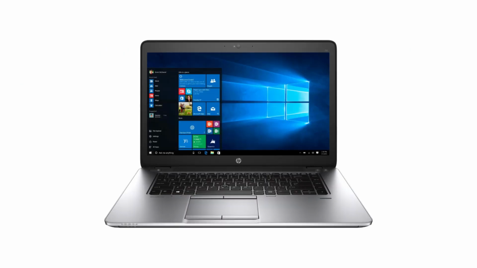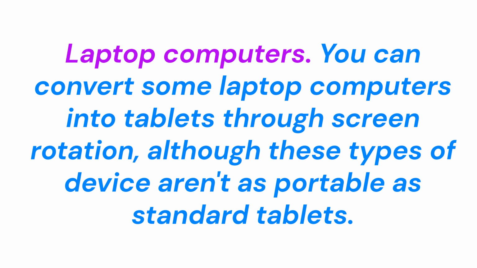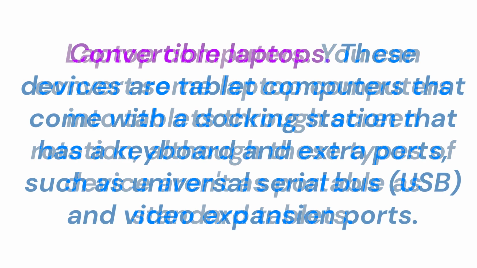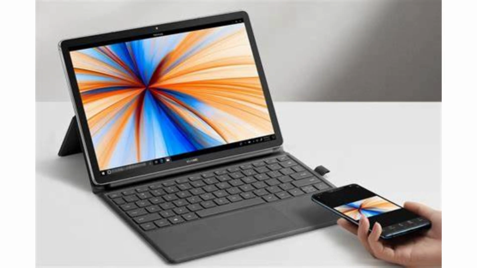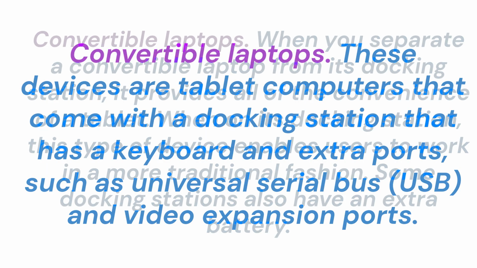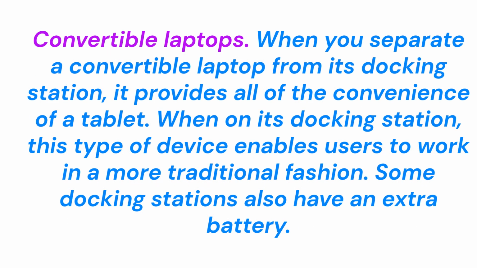You can convert some laptop computers into tablets through screen rotation, although these types of device aren't as portable as standard tablets. Convertible laptops. These devices are tablet computers that come with a docking station that has a keyboard and extra ports, such as universal serial bus, USB, and video expansion ports. When you separate a convertible laptop from its docking station, it provides all of the convenience of a tablet. When on its docking station, this type of device enables users to work in a more traditional fashion. Some docking stations also have an extra battery.